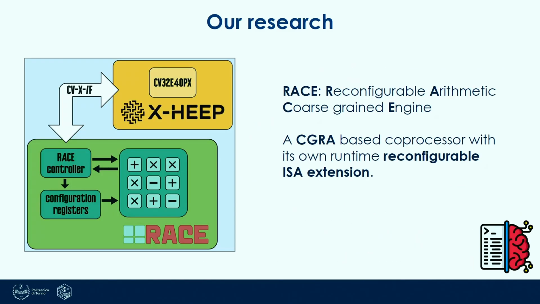While for the AI part, we are working, for example, on a reconfigurable ISA extension supported by a CGRA-like architecture that is RACE, the reconfigurable arithmetic coarse-grained engine, which is an array that you can reconfigure at runtime and decide what kind of operations to be accelerated.